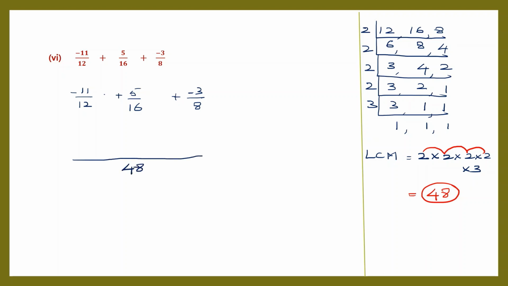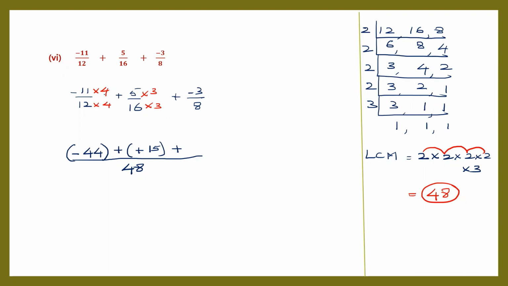So we have 48. So 12 into 4. 12 fours are 48. So minus 11 into 4. That will be minus 44. 11 fours are 44. So we have minus 44. Then the next one is 16. The denominator is 16. 16 threes are 48. So we multiply 5 into 3. So we get 15. So let's write that plus 15.